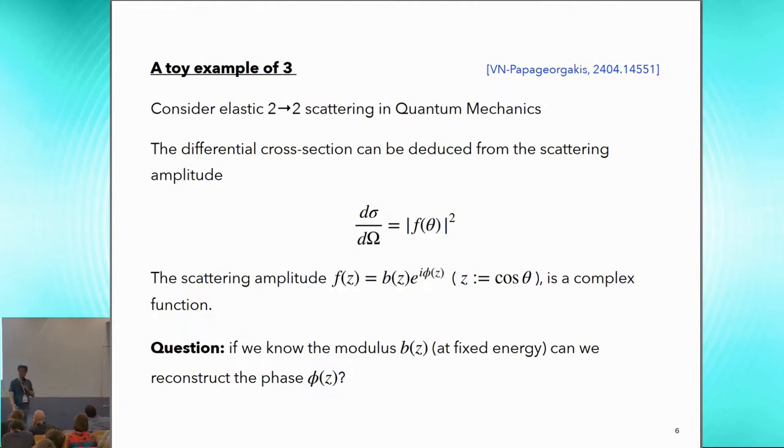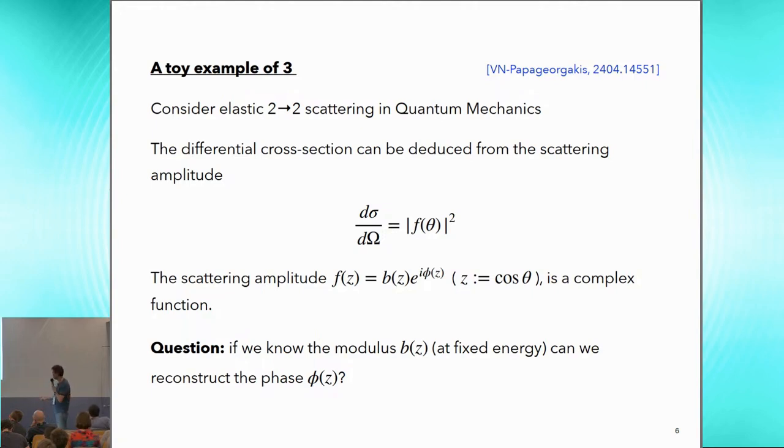Since it's a complex quantity, it has a modulus, it has a phase, and the very basic question you can ask is, if you have the experimental data of the modulus, can you reconstruct, say at fixed energy, also the phase of the scattering amplitude and therefore the whole scattering amplitude?